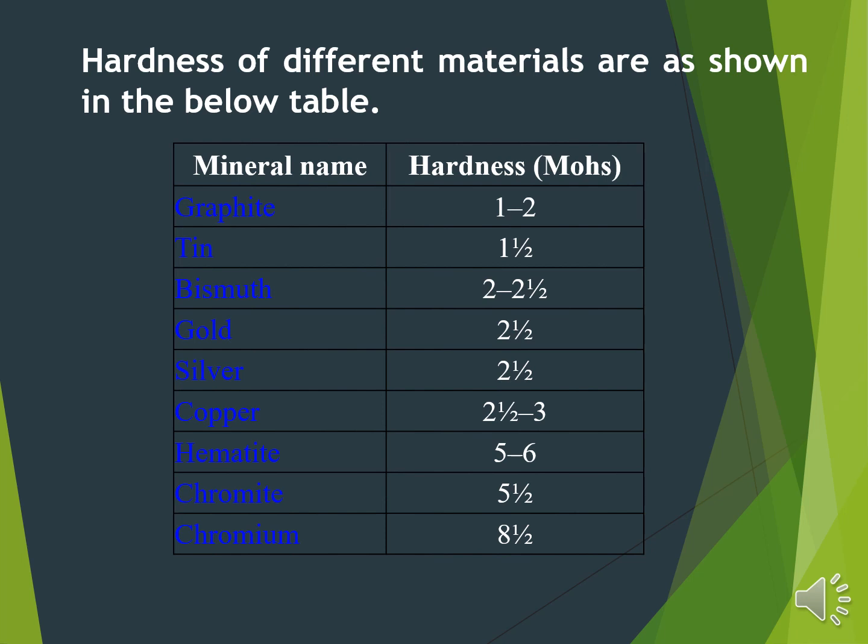Now, there is another table which shows the hardness of different materials. Graphite hardness in Mohs is given between 1 and 2, while chromium is 8.5. Now we have gold, you see, 2.5, and silver 2.5, copper 2.5 to 3, and these are the materials whose hardness matters. They are taken in order to melt, in order to mold, in order to design.